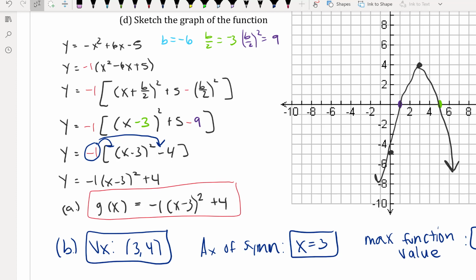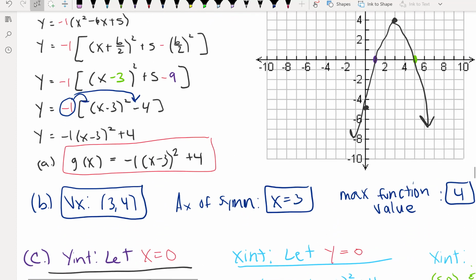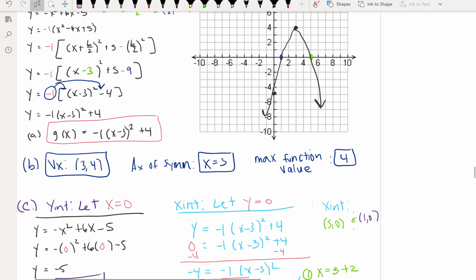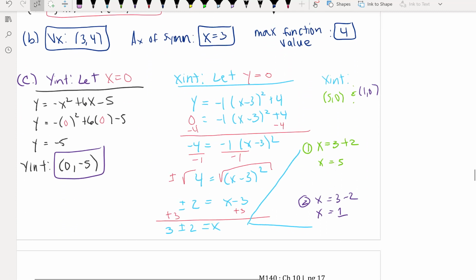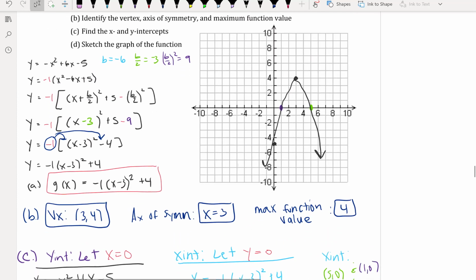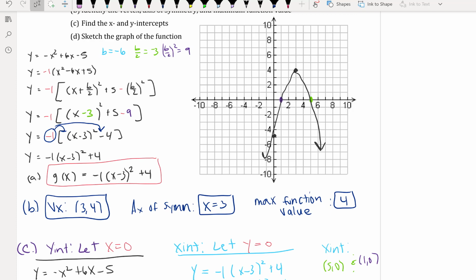I found my vertex, my axis of symmetry, and remember the function value is just the y-coordinate of the vertex. And then I found my x and y-intercepts. So for the y-intercept, I let x equal 0, so I got (0, -5). For the x-intercept, I let y equal 0, and I got two answers. I got (5, 0) and (1, 0) as the x-intercepts. Remember, they must be written as ordered pairs. So then I just plotted those points.